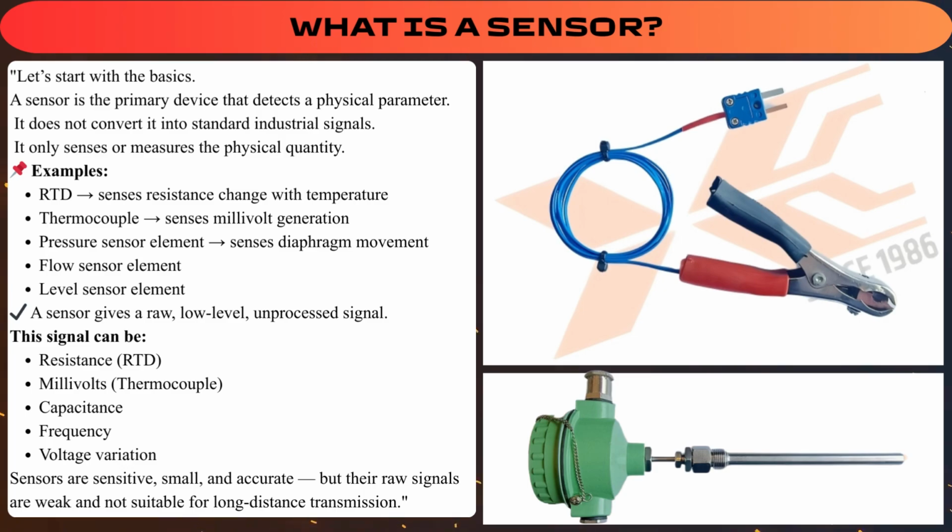A sensor gives a raw, low-level, unprocessed signal. This signal can be resistance for an RTD, millivolts for a thermocouple, capacitance, frequency, or voltage variation. Sensors are sensitive, small, and accurate, but their raw signals are weak and not suitable for long-distance transmission.